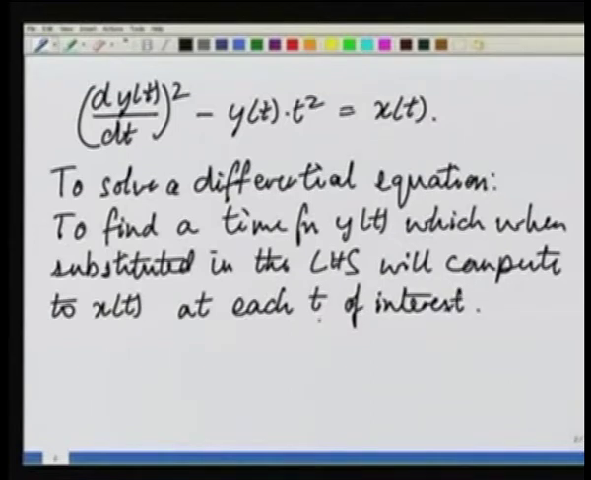So, at every instant of time, if you substitute y(t) into the left hand side and compute the function, then that function should evaluate to the value of x(t). Then you say that y(t) is a solution for the differential equation. Now, there are many surprises and secrets with differential equations.